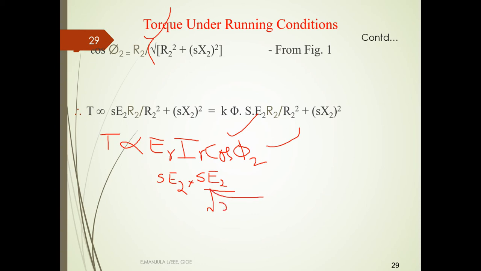Under root of R2 square divided by Sx2 whole square into cos phi 2 is R2 divided by, again, under root of R2 square plus Sx2 whole square.